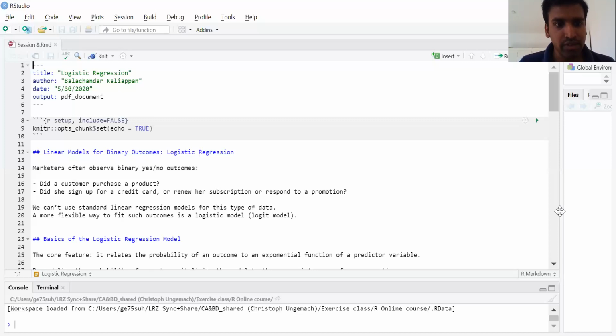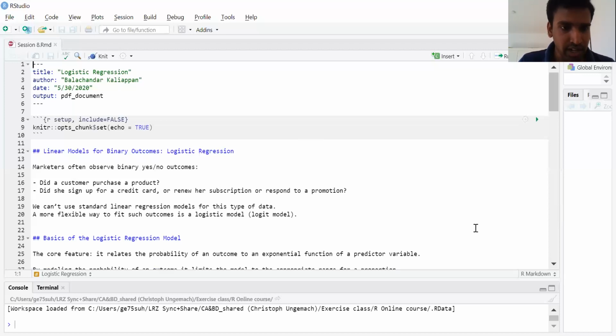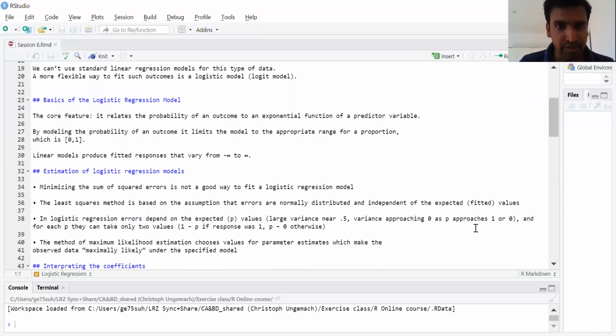Hence, we'll basically get into the next level of modeling that is called logistic regression. In logistic regression, we can predict the outcomes, and we'll be predicting the probability of the outcomes based on some metrics that we have. Okay. If you go down in the R Markdown file, you can see there is a lot of information given here about logistic regression.